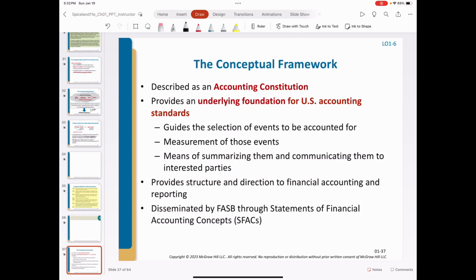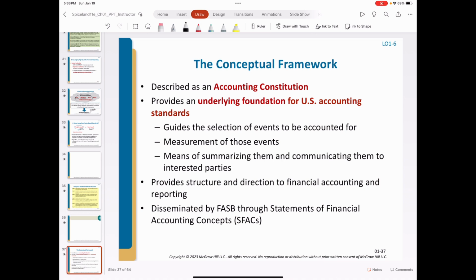Okay, the second topic of this chapter is conceptual framework, which is described as an accounting constitution. You know the meaning of constitution, right? Which is the law of the laws. Also, I think conceptual framework is the spirit of financial accounting. Okay, it provides guidelines for the standard setters to provide high quality accounting standards.